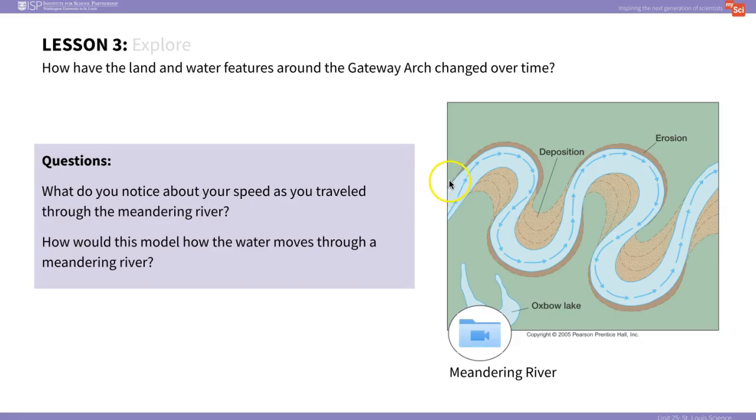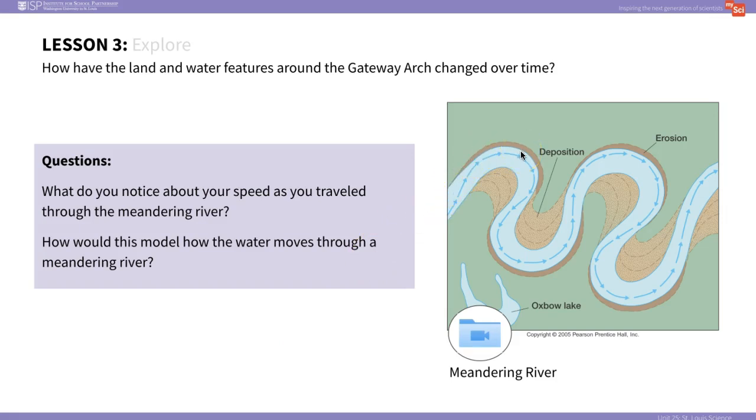Students are going to notice when they're on the outside of a curve, they're going to have to walk faster. And when they're on the inside of the curve, they're going to have to walk slower to keep the 3 of them in line. This models the rate of the current of the river. On the outside of the curves, the river flows faster.